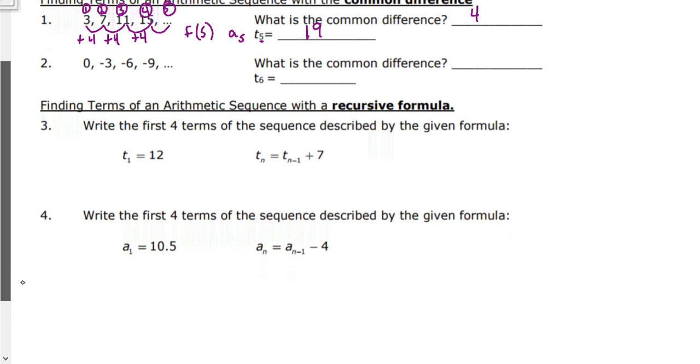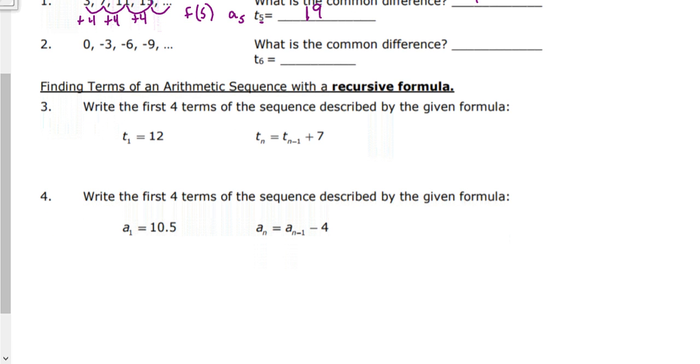So finding terms of an arithmetic sequence with a recursive formula. Write the first 4 terms of the sequence described by the given formula. We're going to also rewrite the formula so we can see it in multiple ways. But in our first formula, I'm given the recursive formula. And remember that the recursive formula means I must have the previous term.